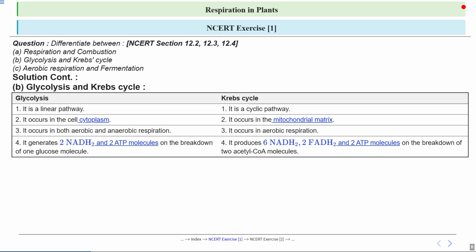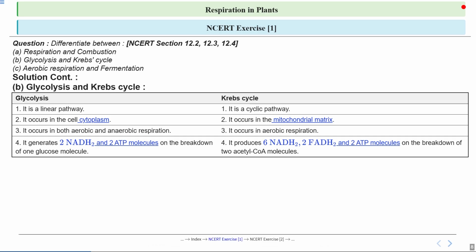Now, third point, glycolysis occurs in both aerobic and anaerobic respiration. That is, the process of glycolysis is common to both aerobic and anaerobic respiration. So there is incomplete oxidation of glucose to form pyruvic acid, and this is taking place in both of these aerobic and anaerobic conditions. If we talk about Krebs cycle, it occurs in aerobic respiration. That is, oxygen is very essential for the process.